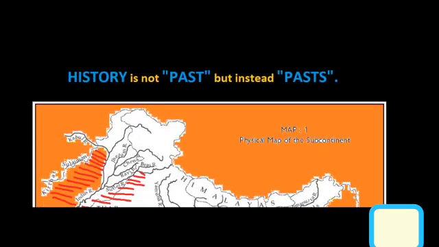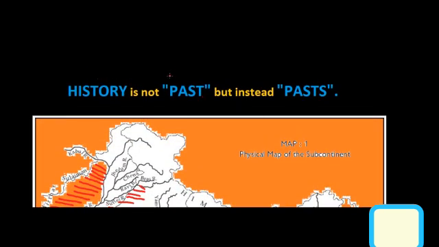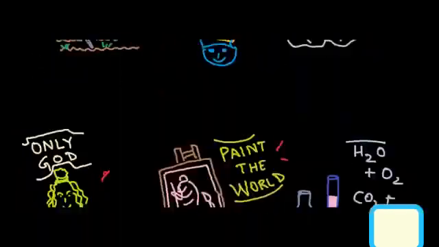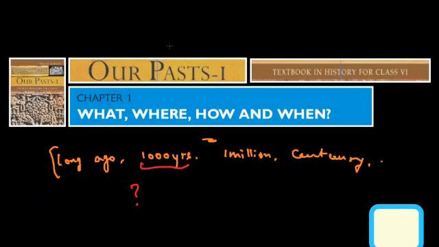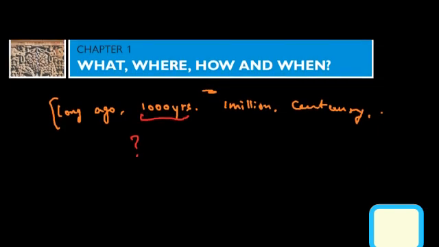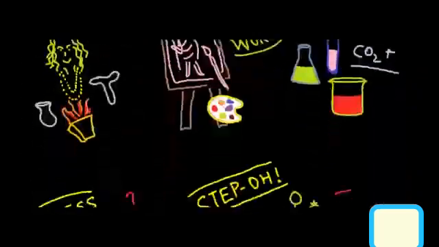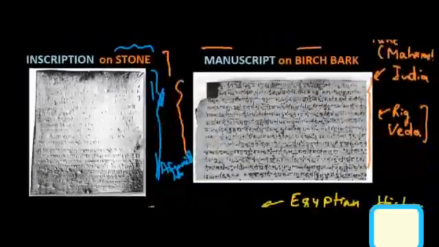Now another question comes: is history simply the past? Then we say it is not just past, but instead it is pasts. It is several pasts. Also, if we check the title of the book, it says Our Pasts. That is not telling about the single past of one particular person or one particular civilization.